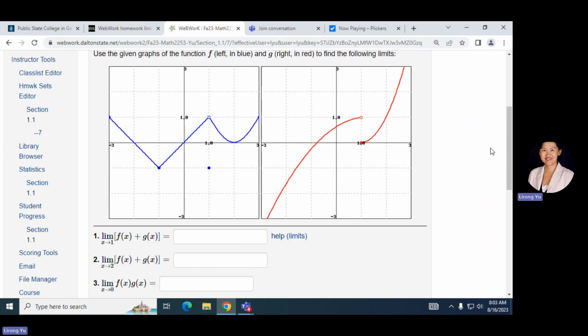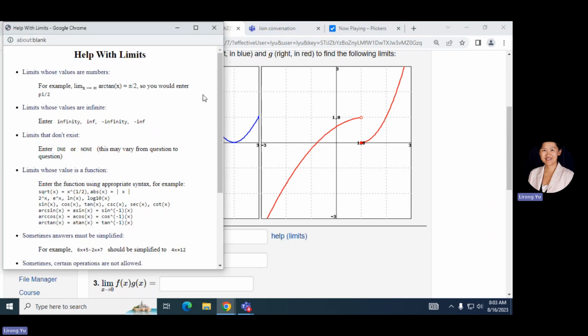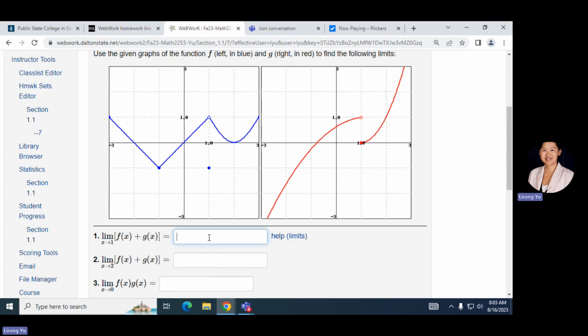So how exactly would you apply an answer to number 1 though? I think we put DNE. I guess we can click on the notation. See, for limits that don't exist, we will enter DNE, which represents does not exist. Oh, okay. So for the first question, we'll enter DNE because of the g of x.